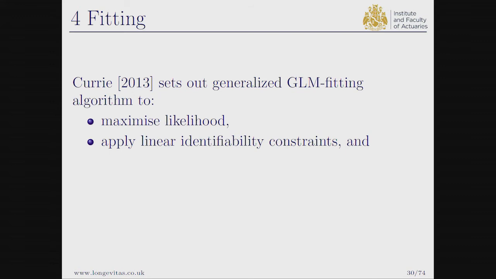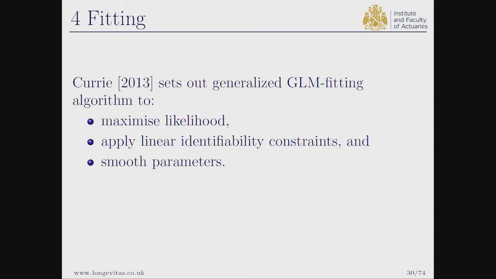He has extended the GLM fitting algorithm so that it will not only maximize the likelihood, as it does with the original Nelder and Wedderburn algorithm, but he's actually extended the algorithm so that it will also simultaneously maximize the likelihood while also applying your choice of any linear identifiability constraints that you may wish to apply, while also smoothing the parameters that you have chosen to smooth. So you get everything in one. The model will fit, the constraints will be applied, and the parameters that you want to be smoothed will all be smoothed, all in one. You might call it an integrated process.